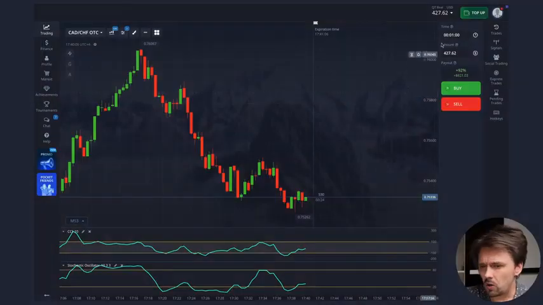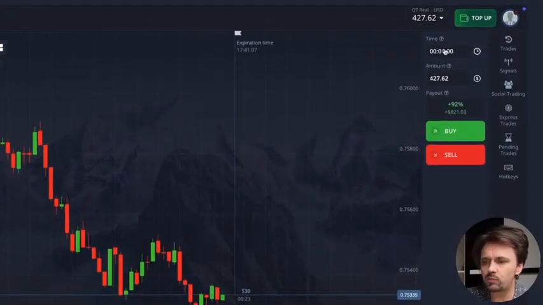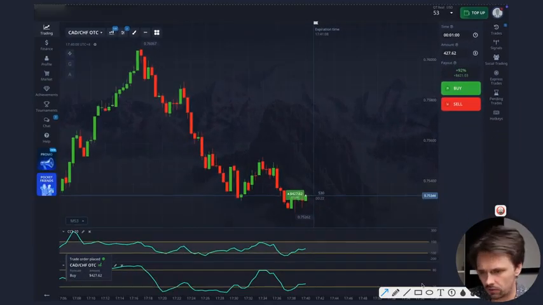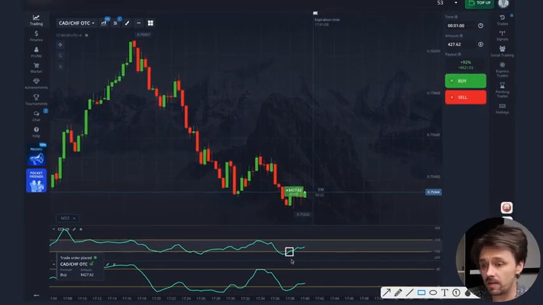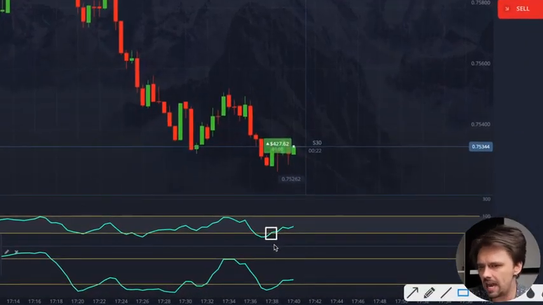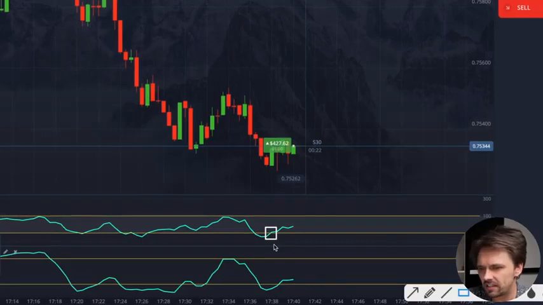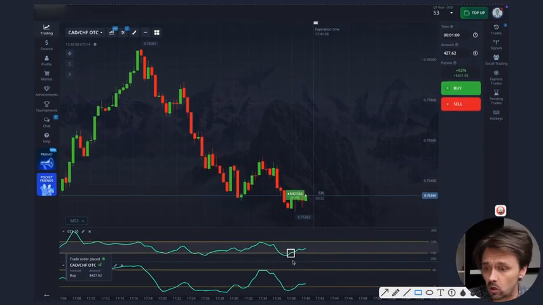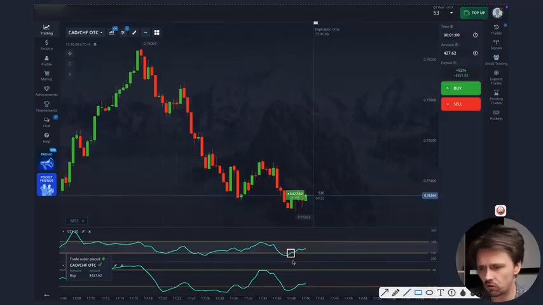The next entry point is no less interesting. I forecast price growth. I'll open to the upside for $427. Here, CCI was deeply at the bottom the whole time in oversold. And now you can see it stops falling and starts rising upward. This always means one thing: sellers can no longer push the price down and the impulse has ended. The market is ready to reverse.